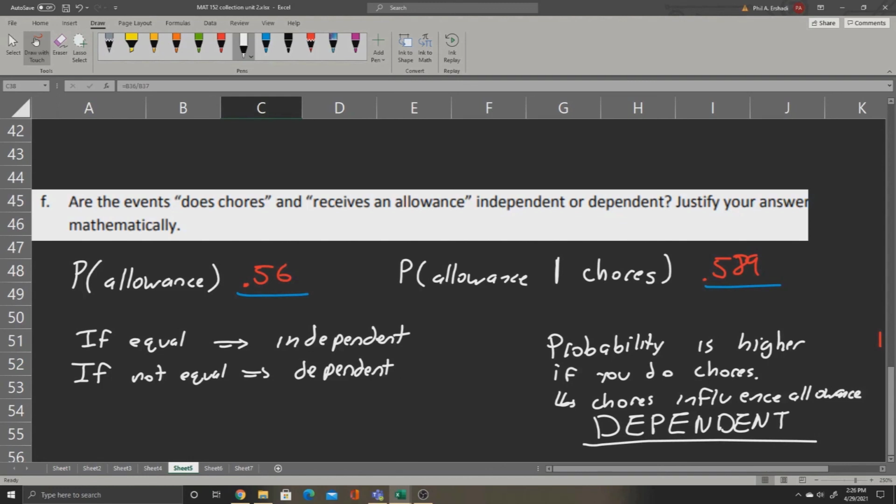So in order to find if events are dependent, first check the probability of the event, that is, getting an allowance, and then check the probability again under the condition that you are doing the other event, that is, doing chores in this case. So since our probability of getting an allowance is different if we already know that the child does chores, we can say the events are dependent. This will be true anytime you end up with different probabilities.